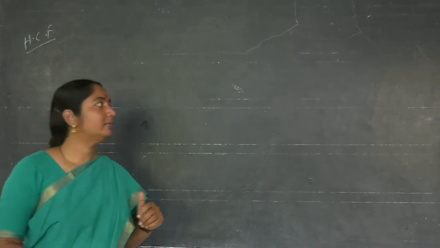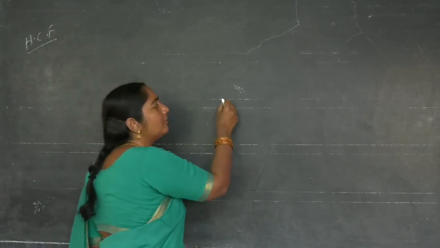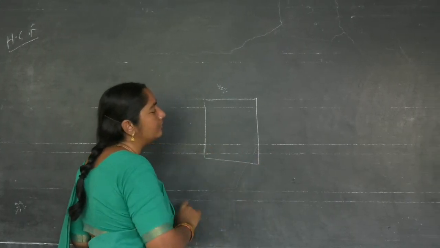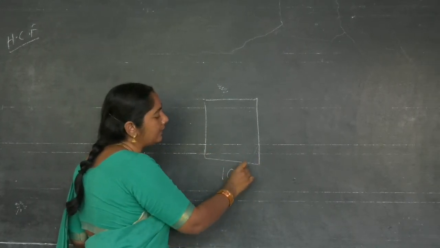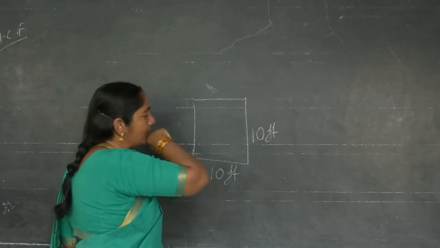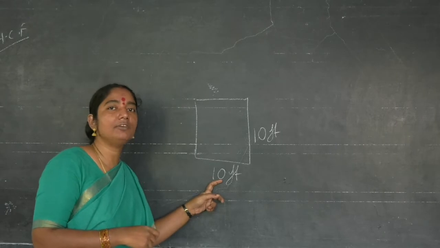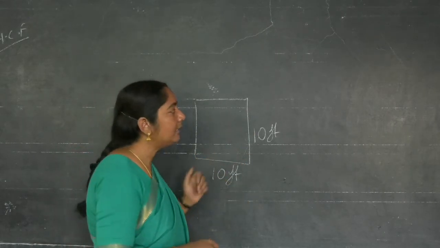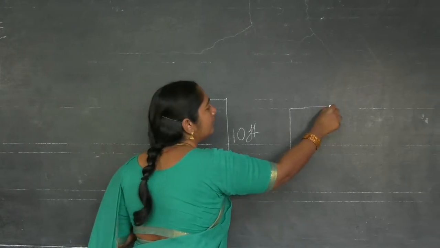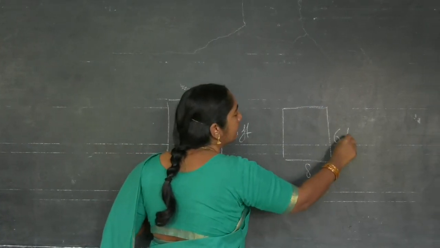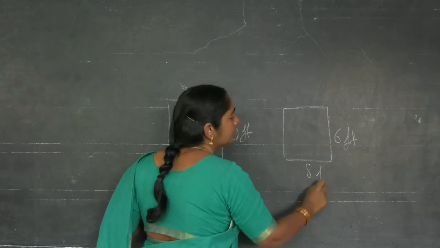One more example. There is a room, and the size of the room is 10 feet by 10 feet. That means the length and breadth are 10 feet and 10 feet. And there is one more room with dimensions of 8 feet and 6 feet.